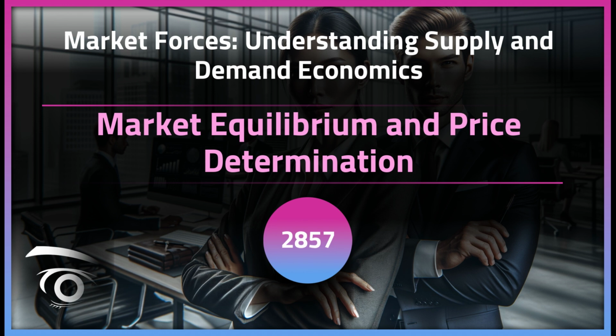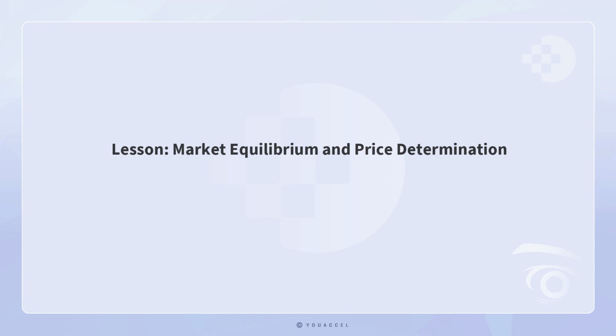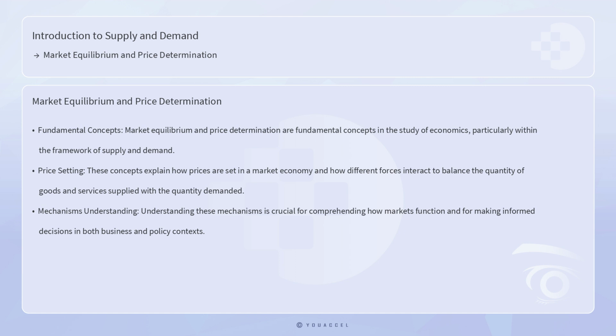Let's proceed with the lesson. Lesson: Market Equilibrium and Price Determination. Market equilibrium and price determination are fundamental concepts in the study of economics, particularly within the framework of supply and demand. These concepts explain how prices are set in a market economy and how different forces interact to balance the quantity of goods and services supplied with the quantity demanded.